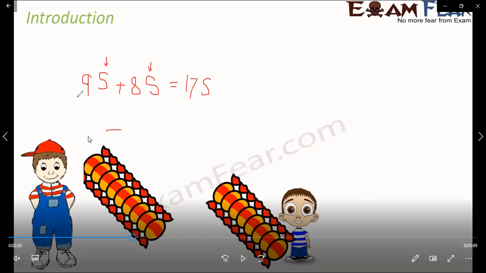If I want to find the difference between the two children, then I can say 9S minus 8S. Both of them are like terms, S, so we have only one S. Then we can compare at the beginning between two topics.